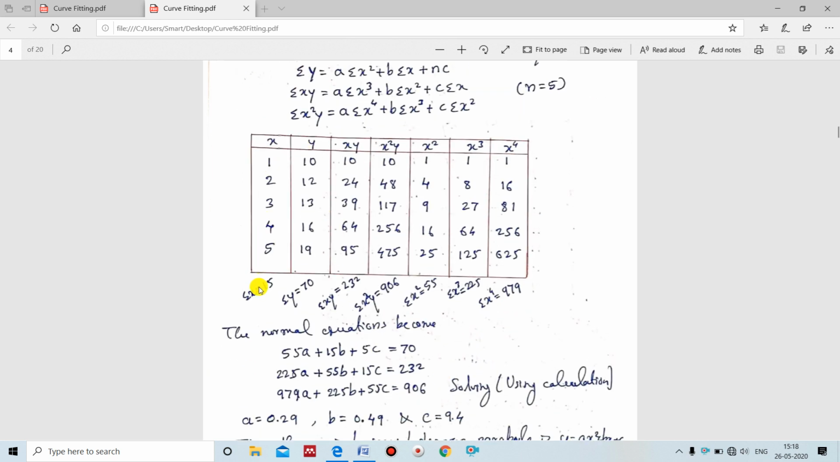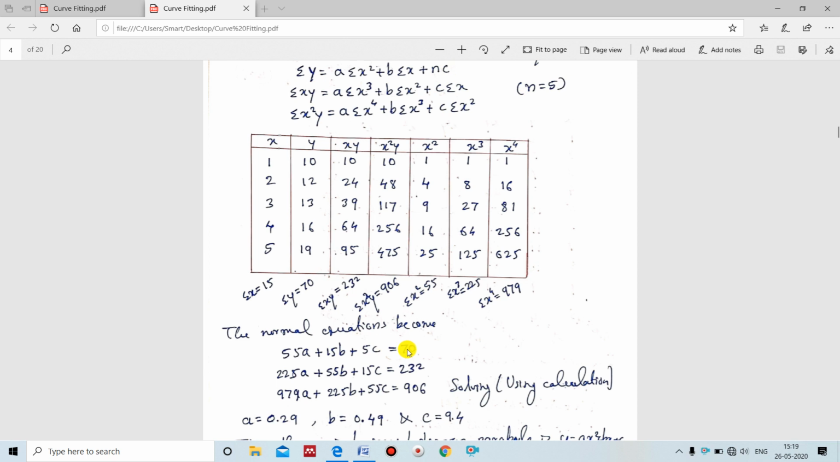So summation of x is 15, summation of y is 70, summation of xy is 232, summation of x square y is 906, summation of x square is 55, summation of x cube is 225, summation of x raised to 4 is 979. Then put these summation values in the normal equation. We get a into summation of x square, that is 55a, plus b into summation of x, that is 15 into b, plus n into c, n is 5, 5 into c, equal to summation of y, that is 70.